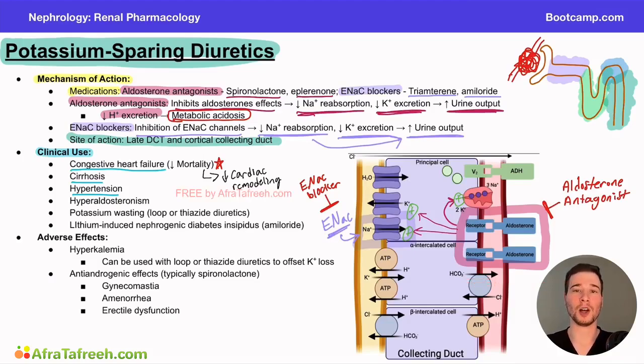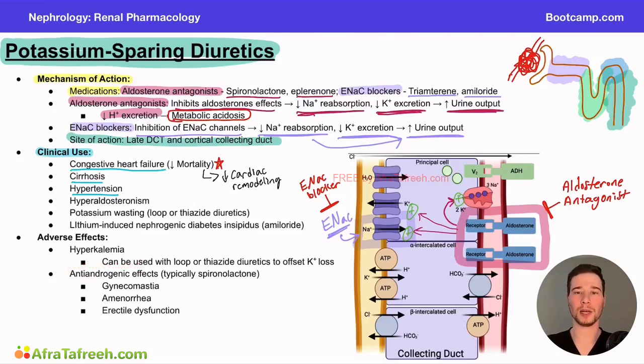Now, some other medications that also have mortality benefits are going to include things like beta blockers, or ACE inhibitors. So keep in mind, there are several medications that have a mortality benefit for patients. And essentially what that means is it just decreases the risk of cardiac remodeling. And it's been shown in clinical trials to allow patients to have a longer lifespan.